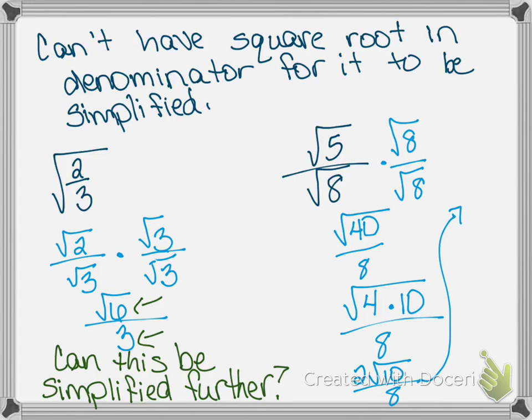Yes. So you can think of this as 2 over 8. What goes into 2 and 8? 2. Because they are both outside, you are allowed to do that. So 2 goes into 2 one time, and 2 goes into 8 how many times? Good. So my final answer here is the square root of 10 over 4.